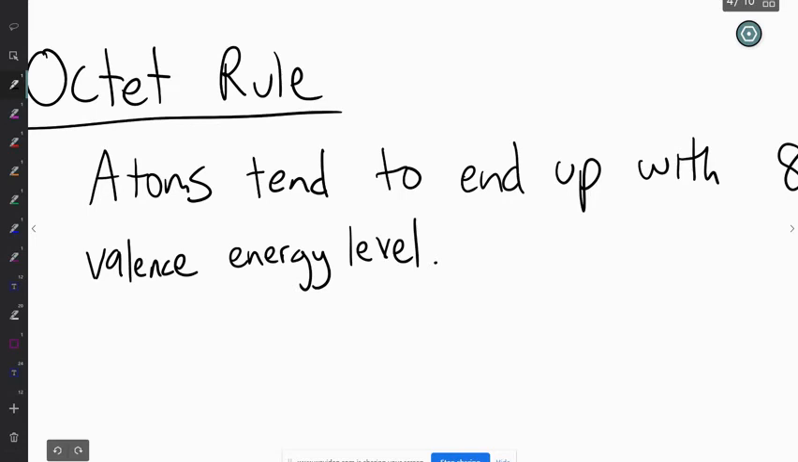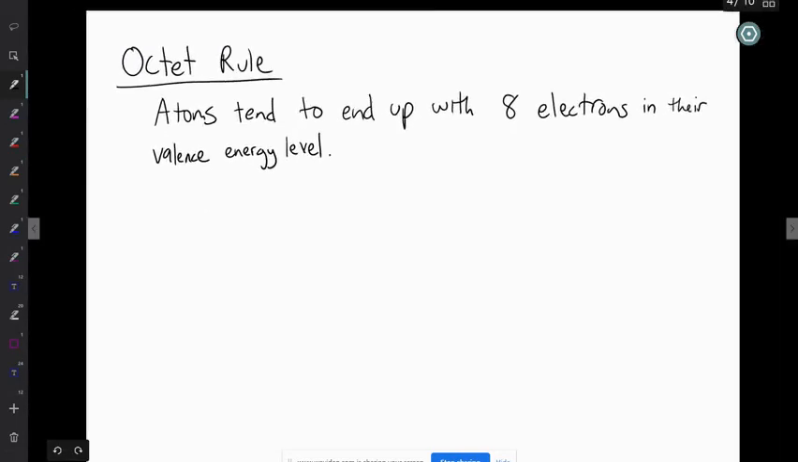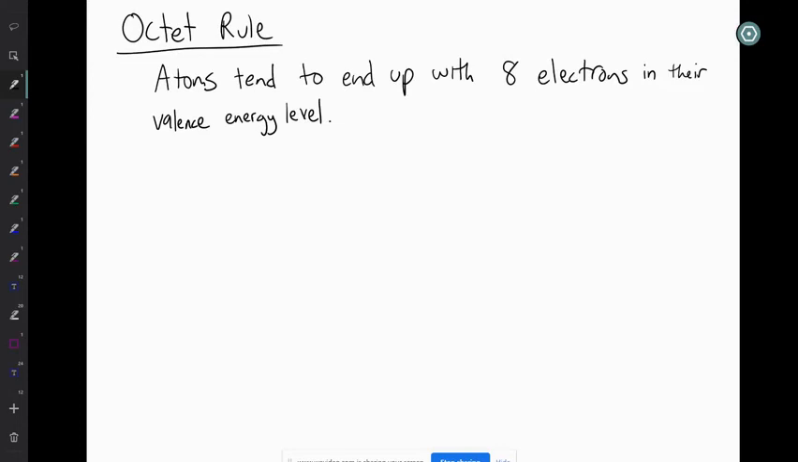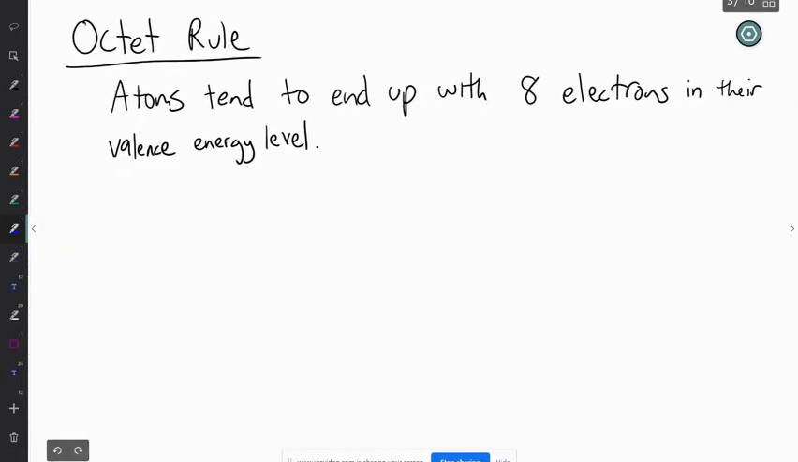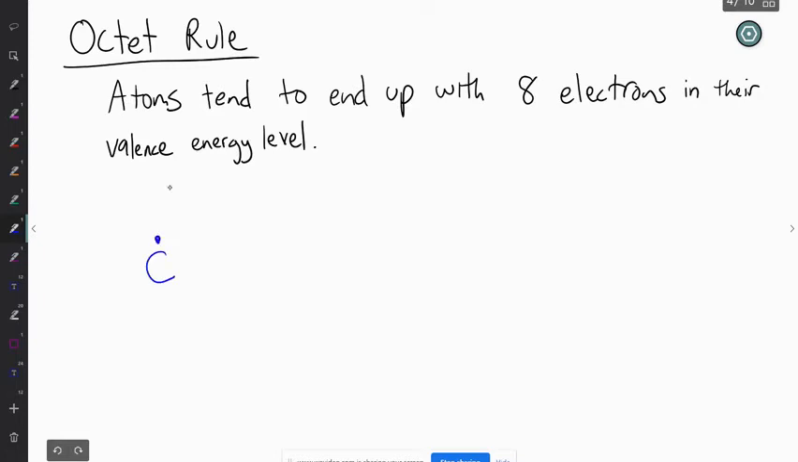Sorry, I just used the term valence shell. Shell and energy level are used pretty much interchangeably in chemistry. So atoms will tend to end up with 8 electrons in their valence shell. We often represent an atom by writing its symbol and putting dots around it to represent its valence electrons. So if I pick an element from the periodic table, our most common one is going to be carbon. Right here, carbon has 4 valence electrons. So one way to represent carbon would be to draw carbon and put 4 dots around it.